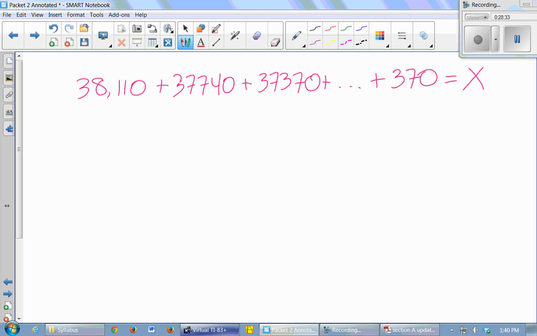There is some answer. I just don't know what it is. I don't want to go through all of this. So my trick is that when you add, you can add backwards or forwards and you get the same answer. So I'm going to add them backwards. I'm going to do 370 plus blah, blah, blah, plus $38,110. Also, we'll add up to X. Then I'm going to add my 2 equations together.